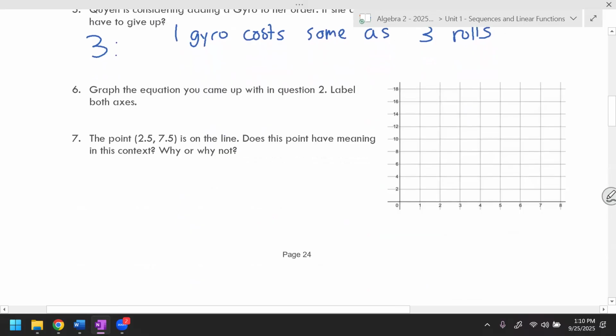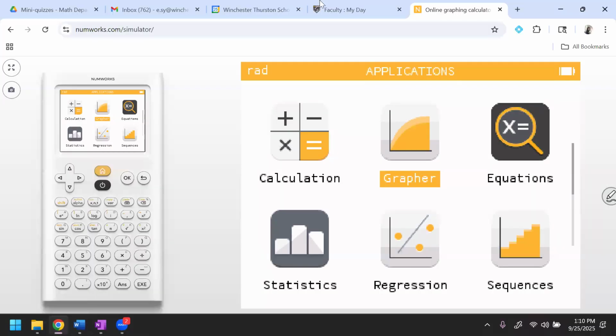Now, one of the awesome things about the NumWorks calculator is you do not have to solve for y anymore. Back on the TI, you had to solve and figure stuff out and do fractions and stuff. Not anymore with the NumWorks. You just need to know what the right inputs are.